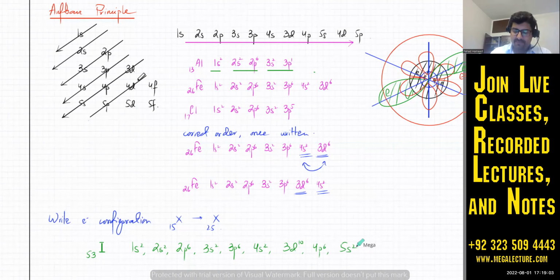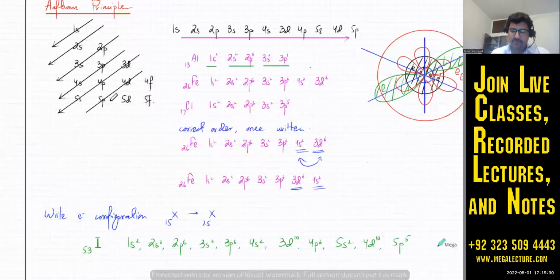After 38, 4d comes next. 4d will be 4d10, so that is 48. And after 4d, you'll have the last arrow, that's 5p, and just 5 electrons in that. Okay, so all I've done is I've just copied it.